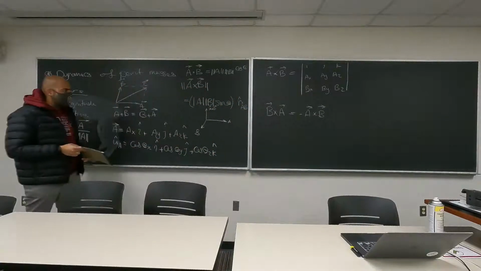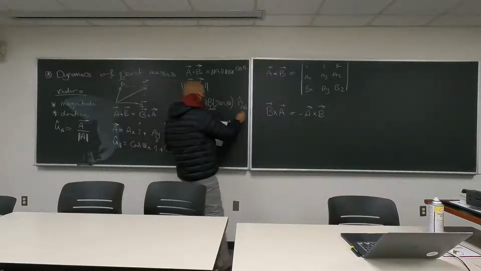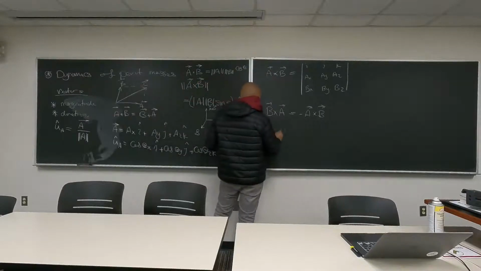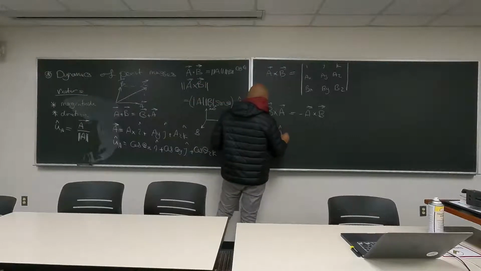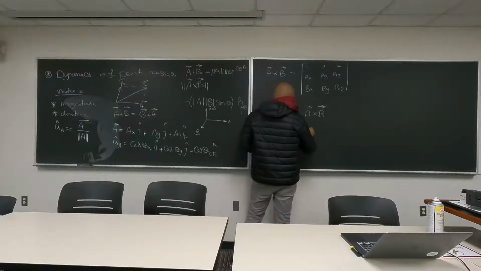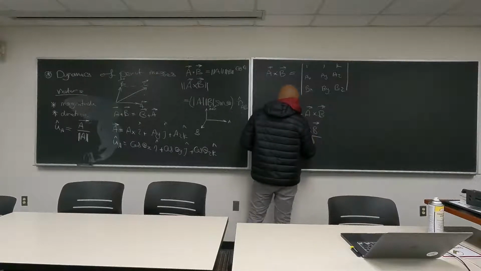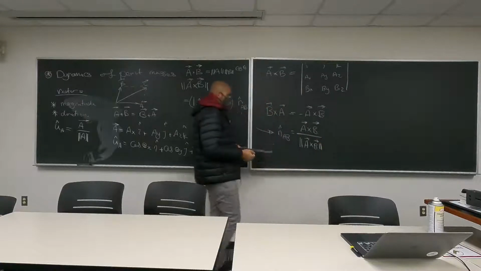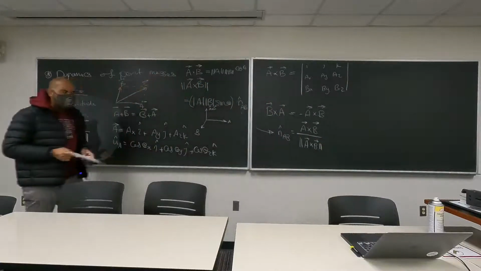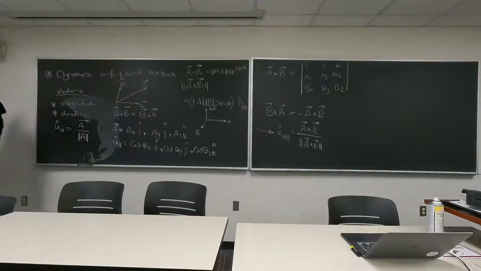The direction of this unit vector can be found by doing the cross product and then finding the magnitude. Okay, so if you were told to find the direction of the cross product of two vectors, that will be the unit vector for it.